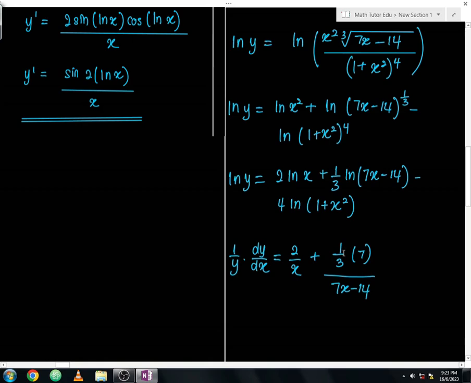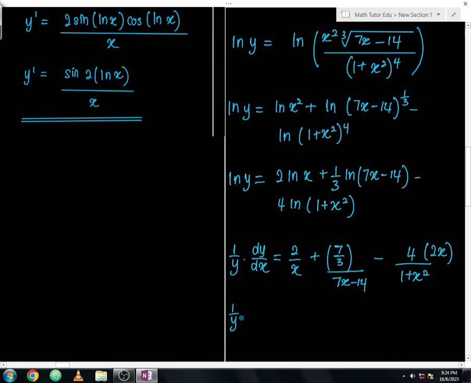So from here we can write this as 7 over 3 divided by 7x minus 14. You can write it like this, or you can times the 3 at the denominator also. So let us differentiate this. Minus 4 divided by 1 plus x squared, and then times the differentiation inside the bracket, in this case is 2x. So let us proceed with our working.